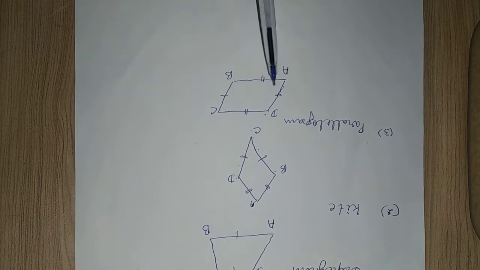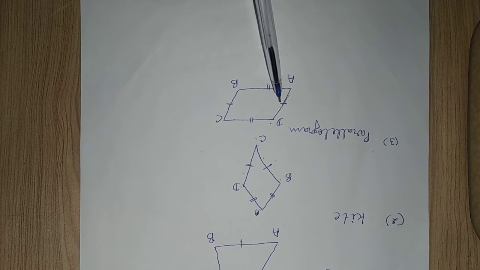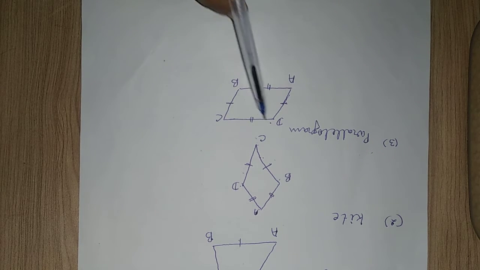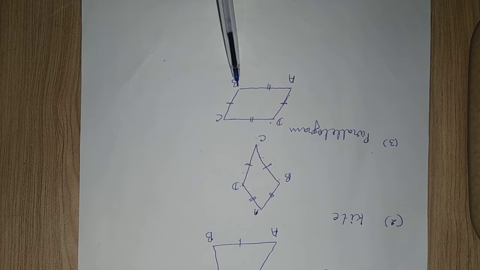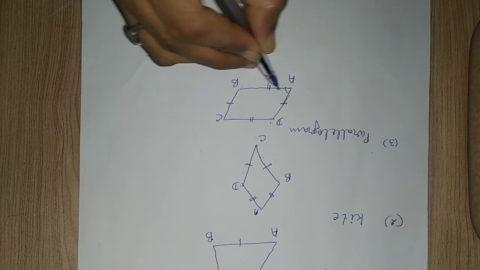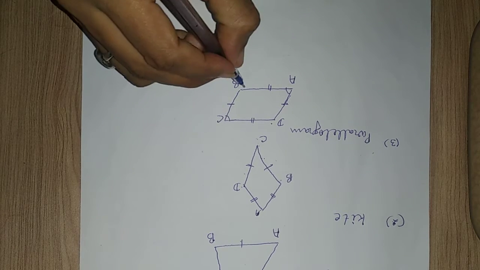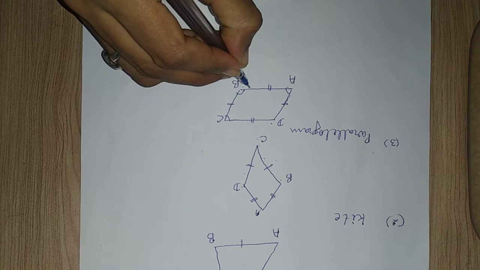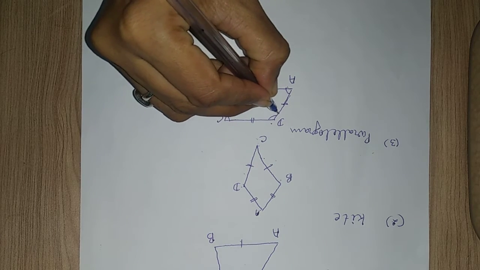Third is parallelogram. In a parallelogram, both pairs of opposite sides are equal. AD is equal to BC and AB is equal to DC. About angles. In a parallelogram, opposite angles are equal. Angle A is equal to angle C and angle B is equal to angle D.